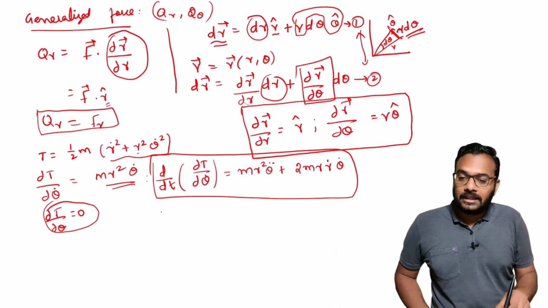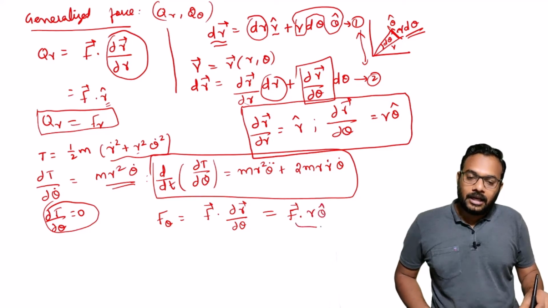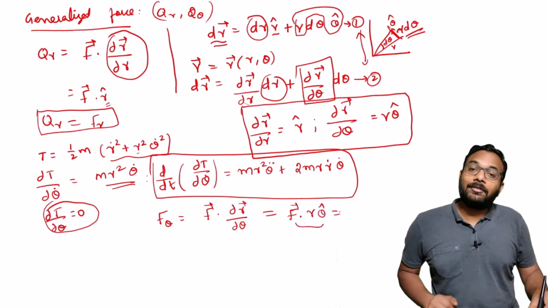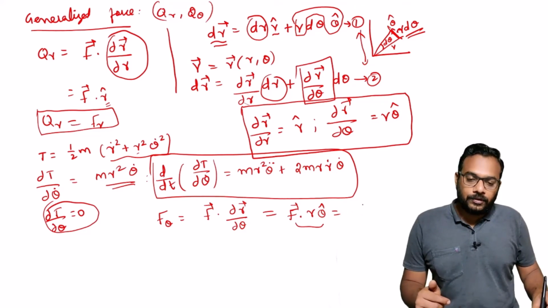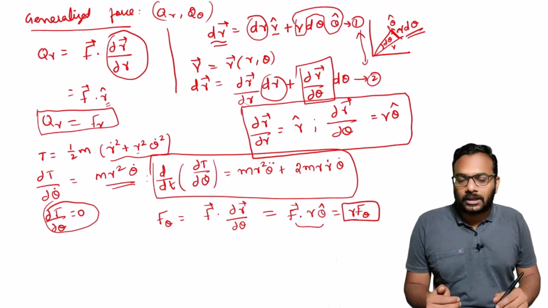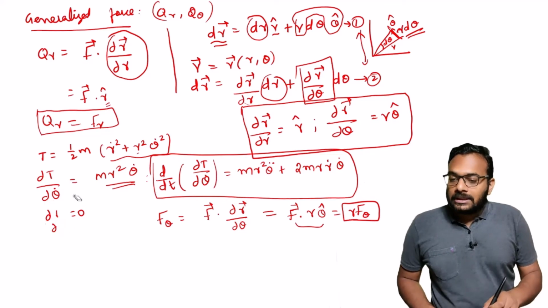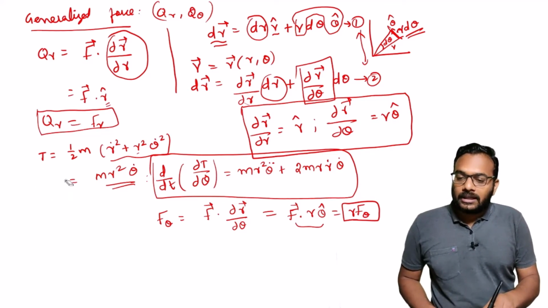Okay, and what's F theta? F theta is equal to F vector dot ∂r vector by ∂theta. And ∂r vector by ∂theta is r theta cap, so it is F vector dot r theta cap, and F vector dot theta cap we can call F theta, the tangential component of the force. So you can write it as r F theta. You might notice that this is the torque. This is the equation for the torque. Now you just substitute it all together, and we'll get the final equation.